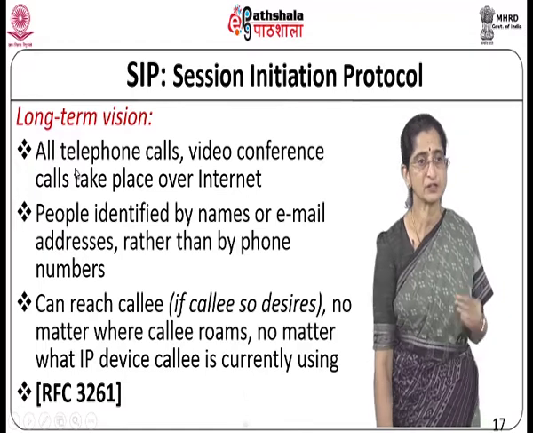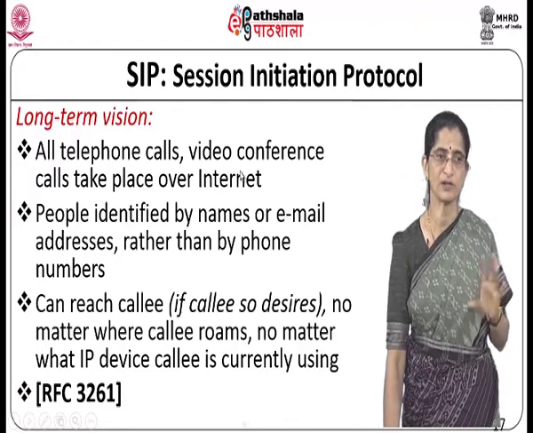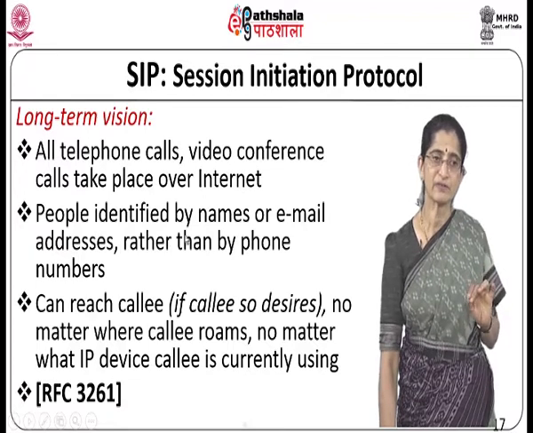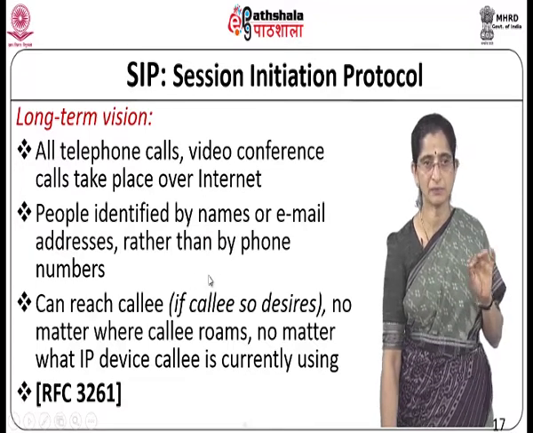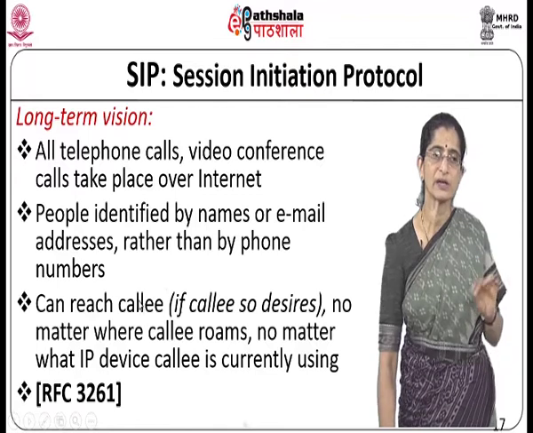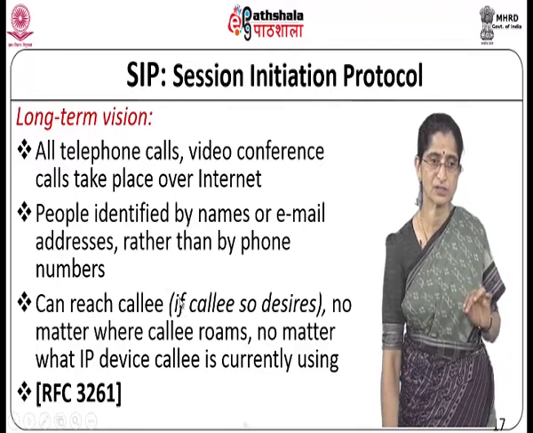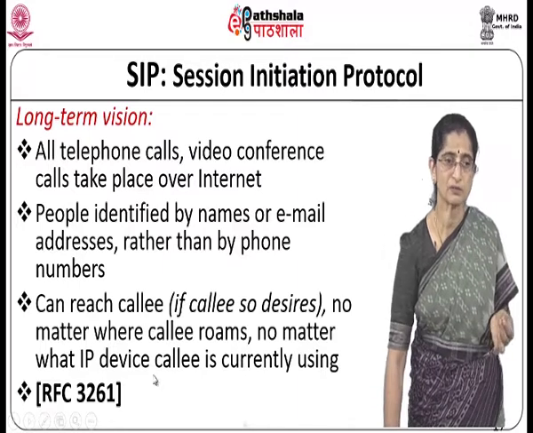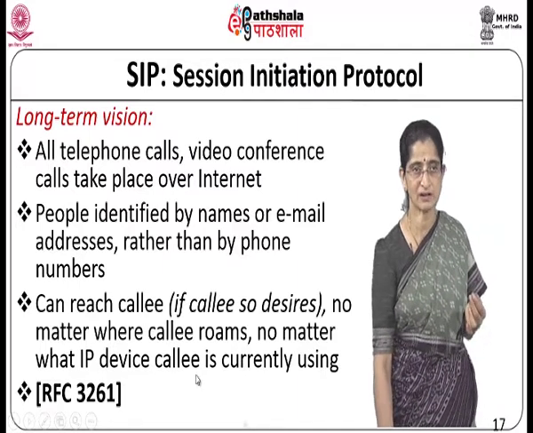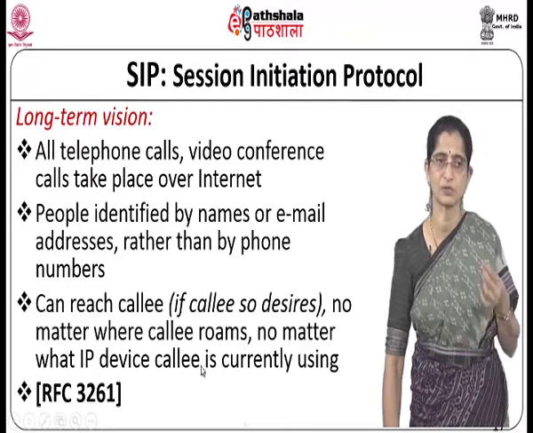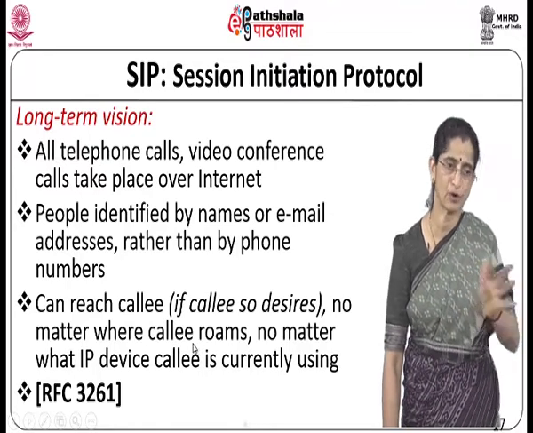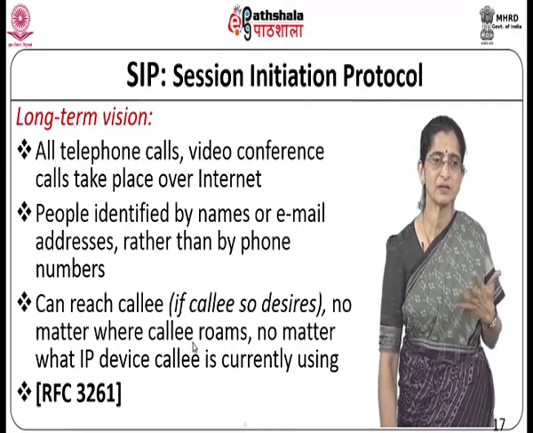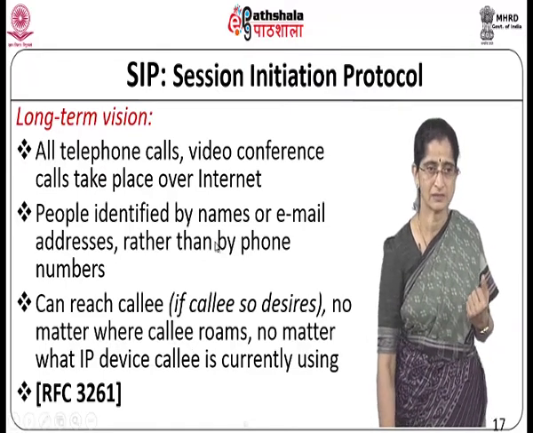We would expect that all telephone calls and video conference calls can take place over the internet. So people could be identified by names or email addresses rather than by their phone numbers. And you can reach the callee if the callee so desires, no matter whether the callee is roaming or what IP device the callee is currently using. He may be using a cell phone, a smartphone, or his laptop, whatever it be, you should still be able to reach him. So these are various things that have to be handled by the session initiation protocol.